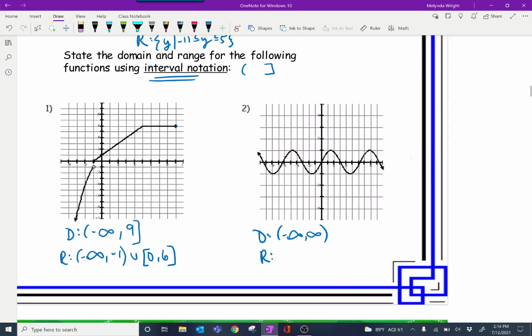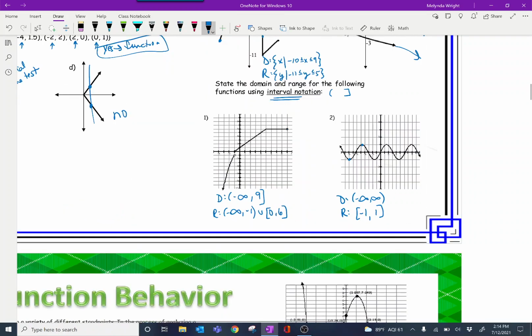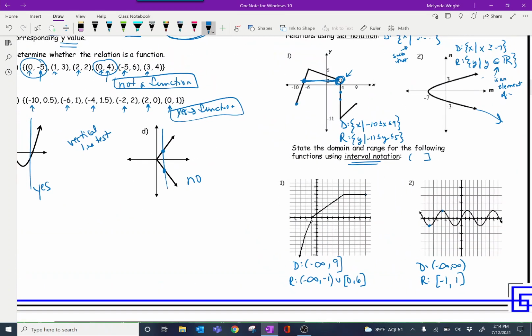So the very smallest y value is -1, and it equals it because you know it's solid right there. And the very largest y value is 1, and it also equals it there. All right, great. Now that wraps up our first lesson on functions.